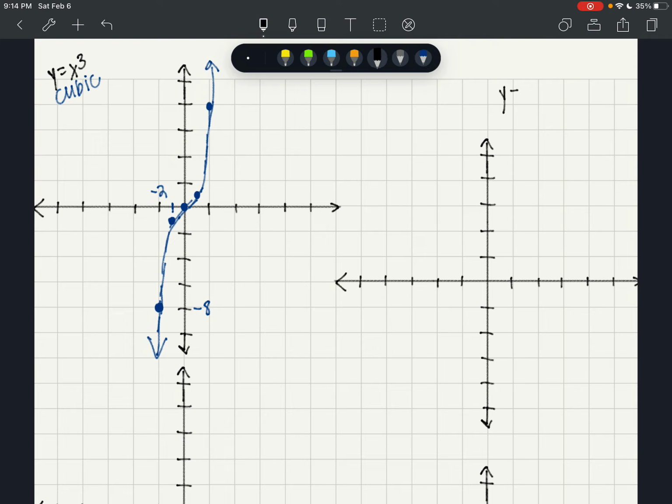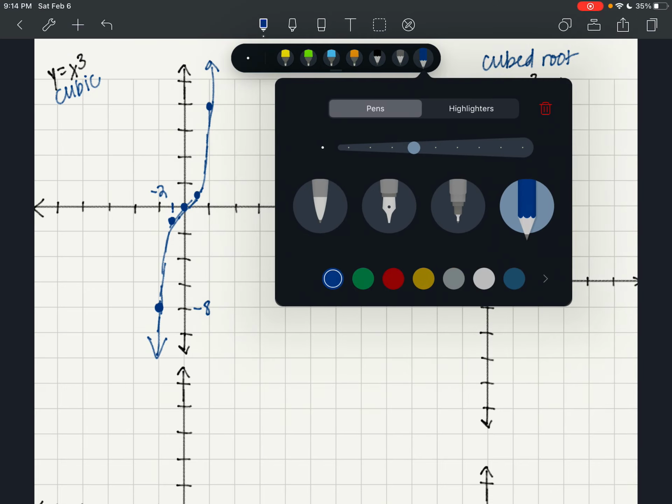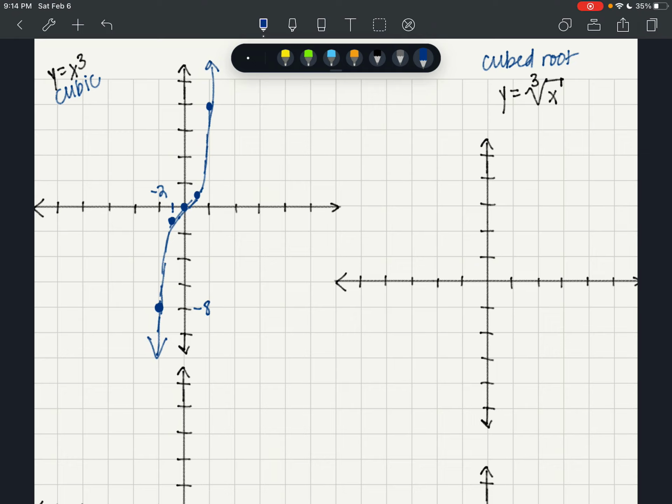Now, related to that cubic function is the cubed root of x. This is the cubed root function. And this one, we have to go backwards. We have to think, okay, what would I put in? What value can I put in for x that's a cube? Well, -8 is a cube. It's a cube of -2. So you put a -8 in and you get -2 out.